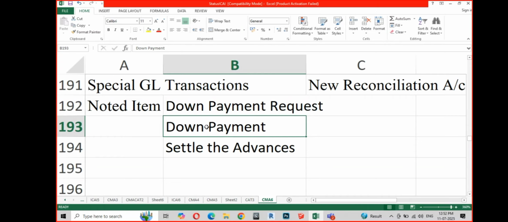Same thing happens with your customer also. Suppose the customer has made a payment to you in advance. How do you settle the advance? How do you settle the transaction? You supply the goods and you raise an invoice. You raise a sale invoice, and the sale invoice will be connected to your advance received transaction and it is cleared in SAP. This is how the process of down payment takes place.